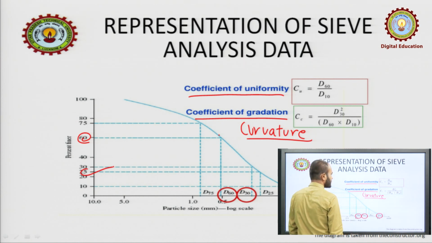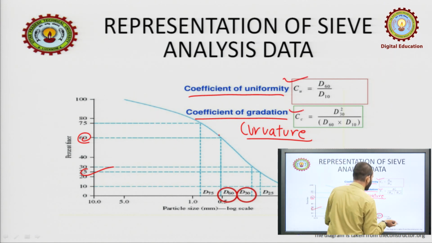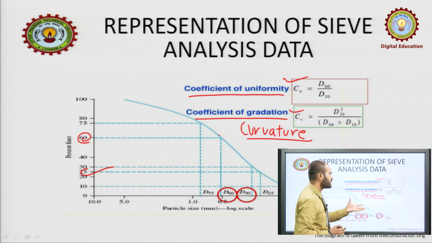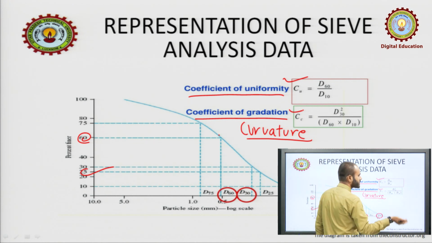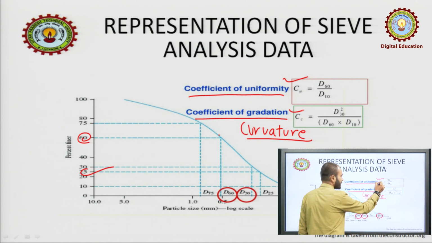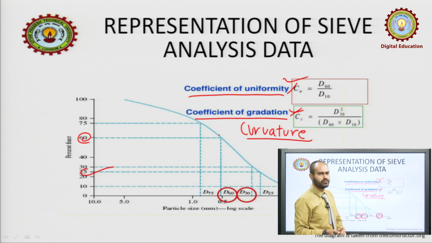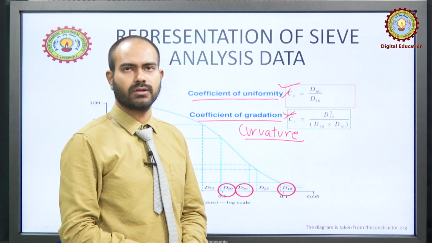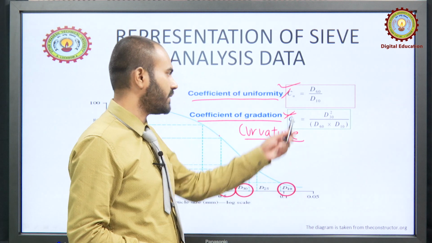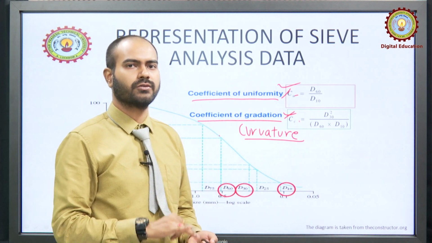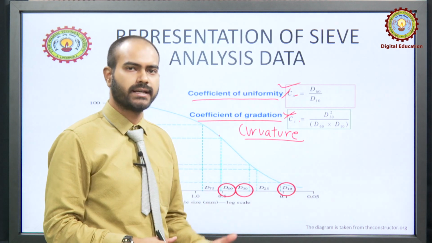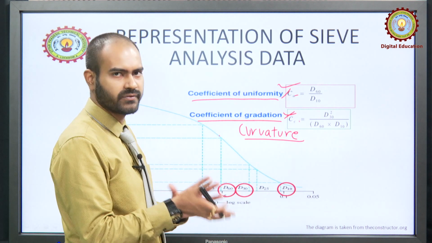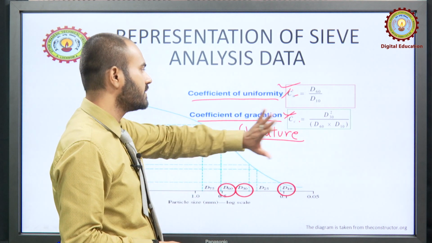Now let us talk about Cu and Cc. You have to understand that these are the parameters which help us to grade the soil. Is it a fine grain soil or a coarse grain soil? We find this out using these two parameters. This tells us first of all whether the soil is a sand or a gravel, and whether it is well graded or poorly graded. These can be clarified using Cu and Cc.